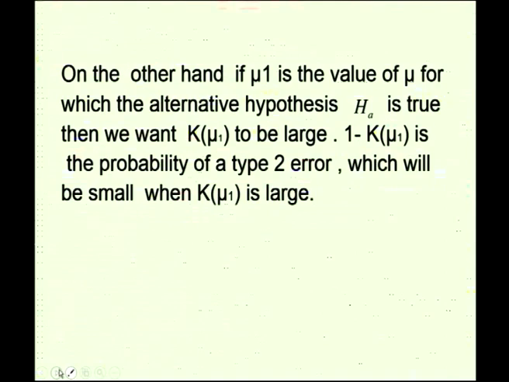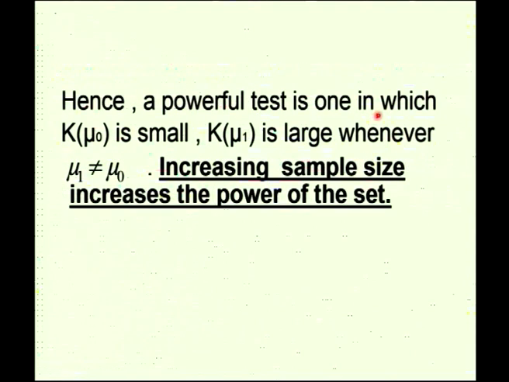On the other hand, if mu1 is the value of mu for which the alternative hypothesis HA is true, then we want K of mu1 to be large. In that case, 1 minus K of mu1, the probability of type 2 error, will be small when K of mu1 is large. So, 1 minus K of mu1 stands for the probability of type 2 error, and it will be small when the power K of mu1 is large. Hence, a powerful test is one in which K of mu naught is small and K of mu1 is large whenever mu1 is not equal to mu naught.